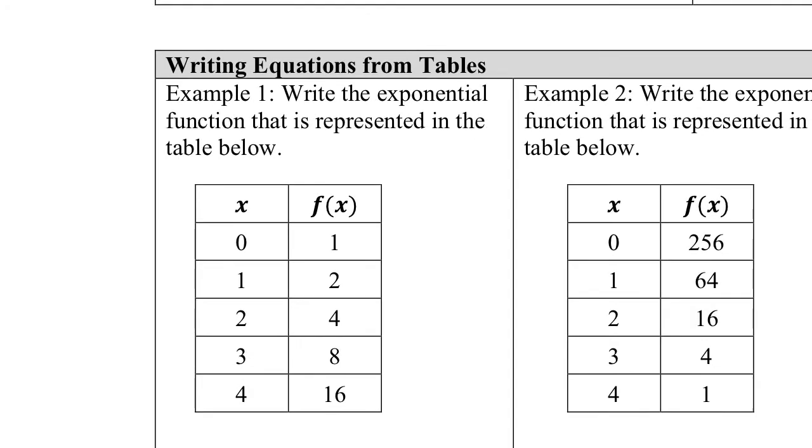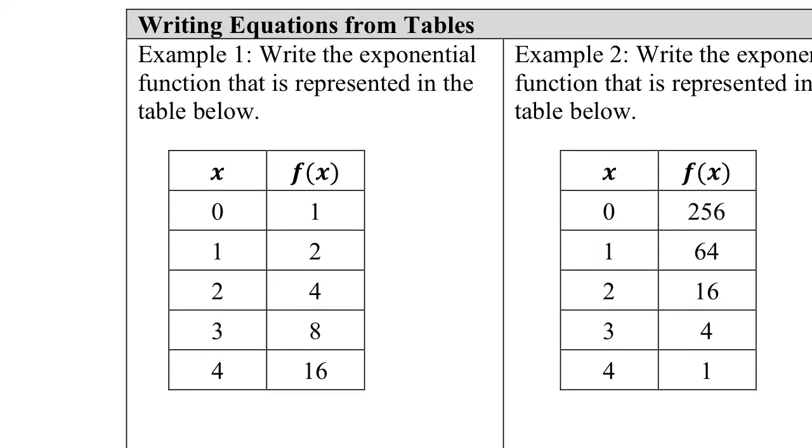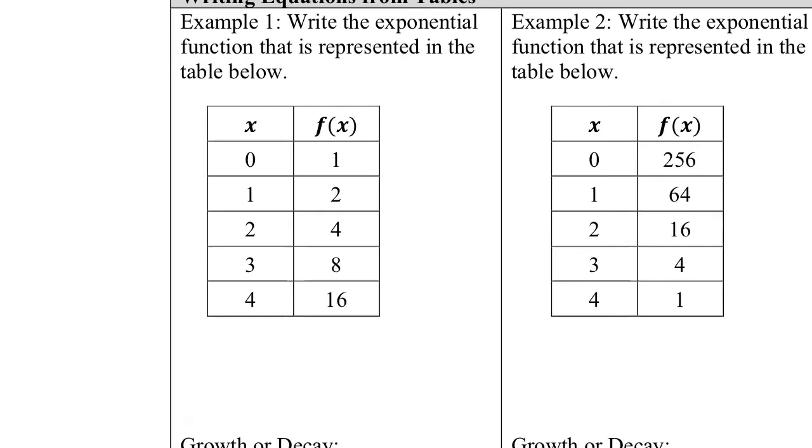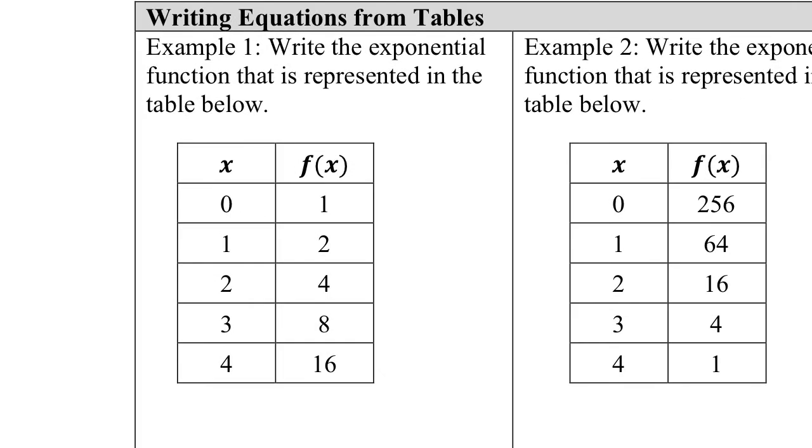So example 1, write the exponential function that is represented in the table below. So first we're going to decide, is this growth or decay? Just like linear, we're going to decide how do I get from one value to the next on my y's. If we look from 1 to 2, I could add 1, but then if you do 2 to 4 and you try to add 1 again, it's not the same. So adding is not going to work.